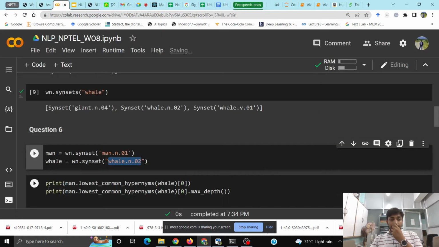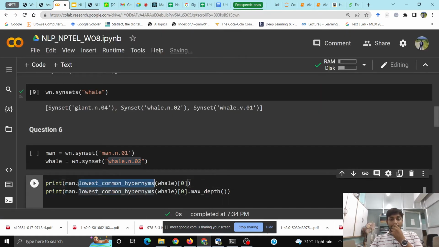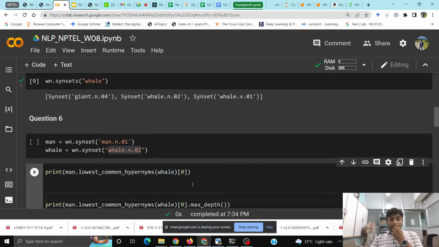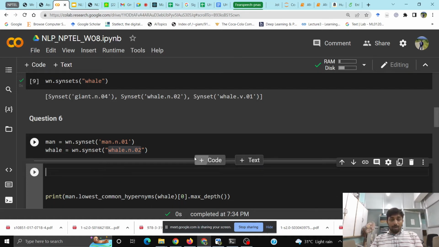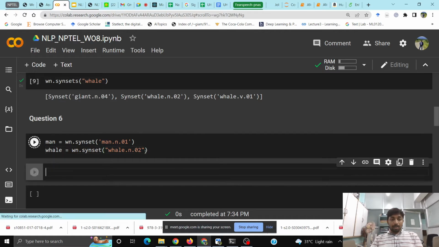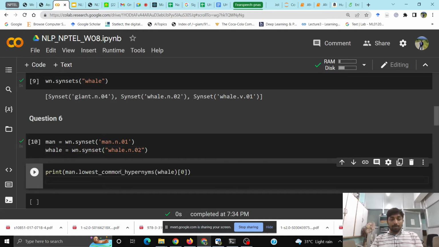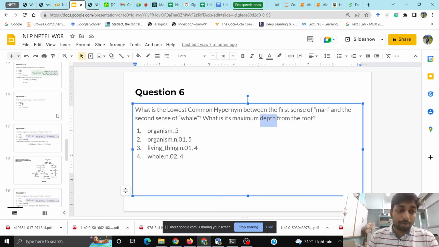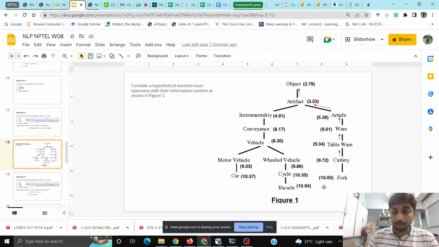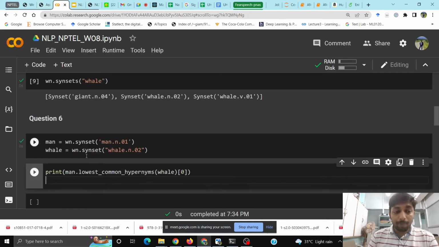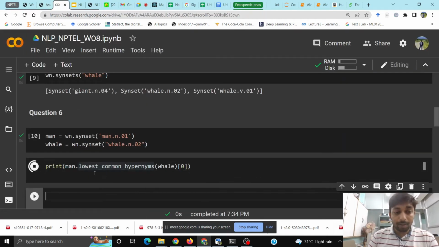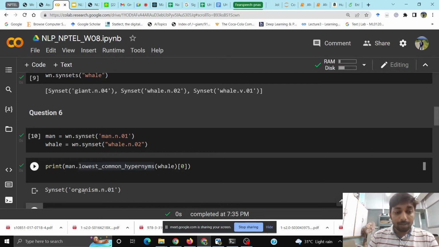So we are doing something like this: print man dot lowest common hypernym and whale. So this will find the lowest hypernym. This basically acts as a function that we used in the graph. So in the graph, if you notice, we are actually doing the same thing using these arrows. We are trying to find the hypernym. But this is implemented as a function and that we can directly use. So if I say this, this will come as organism, which is intuitive enough.